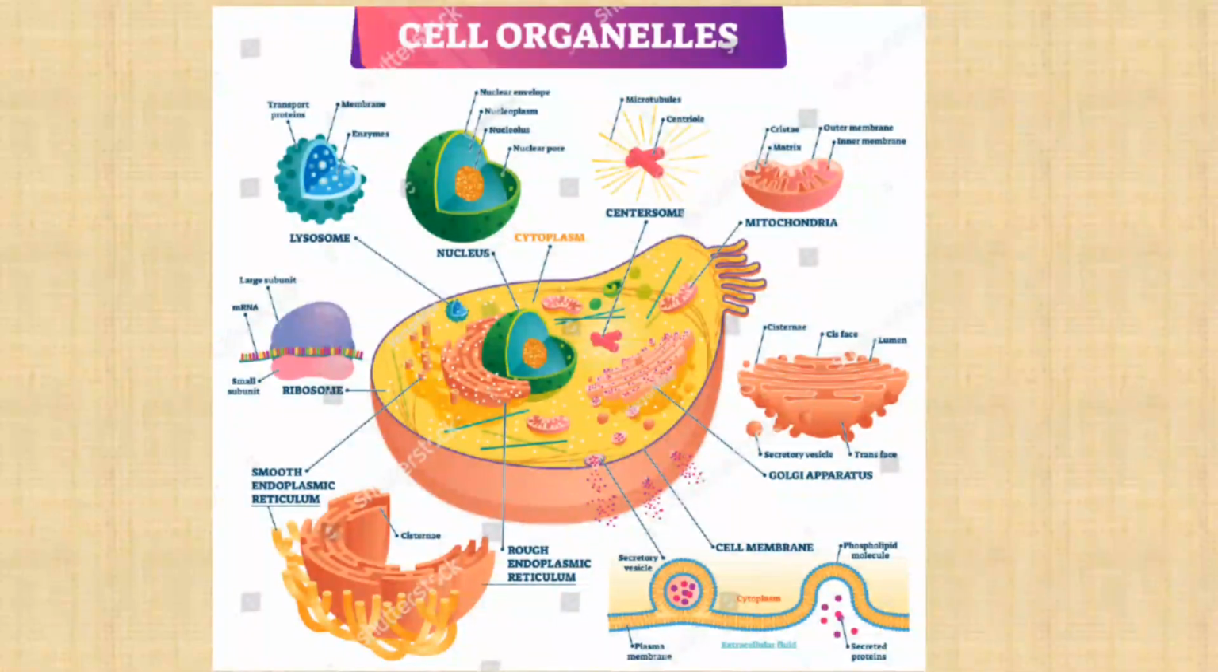Now this is the pictorial representation of the cell organelles. As you have the lysosomes here, you have the nucleus, the centrosome, the mitochondria. Yes, we have the ribosome, the smooth and the rough endoplasmic reticulum. We have the cell membrane and the Golgi apparatus. So as you can see, the various parts of these cell organelles that you find in both plant and animal cells.